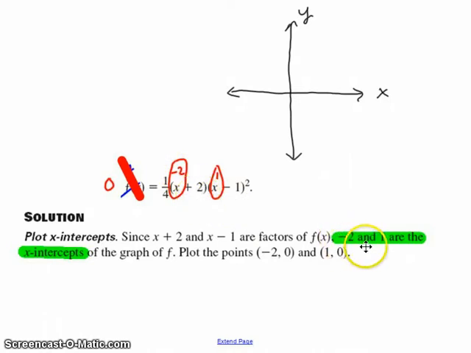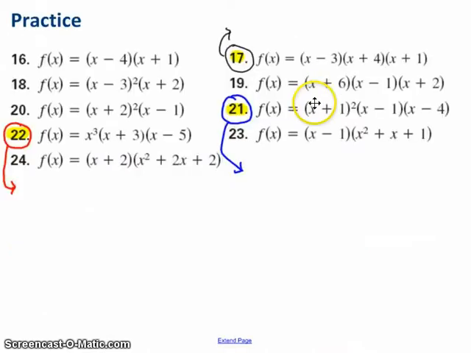So that's why they say the x-intercepts of the function they've given, under the handwriting I've made here, are negative 2 and 1. And you can go ahead and plot them if you want to. There they are, those x-intercepts for that graph. Let's practice this. 17, 21, and 22. Tell me, please, what the x-intercepts are for each of those.